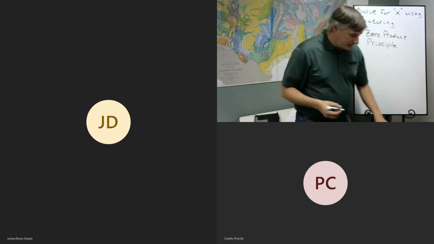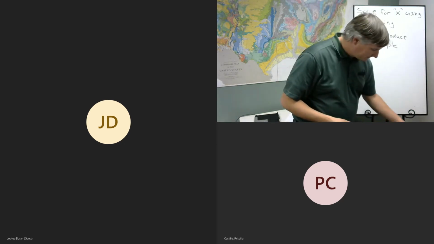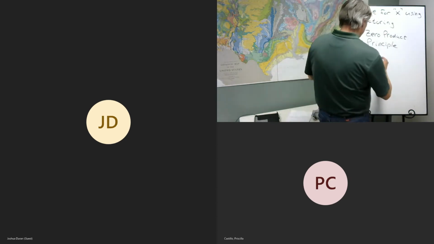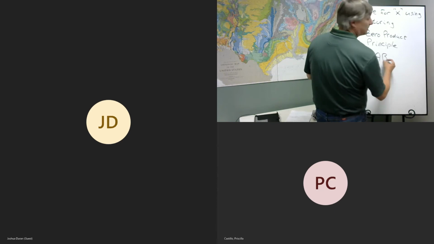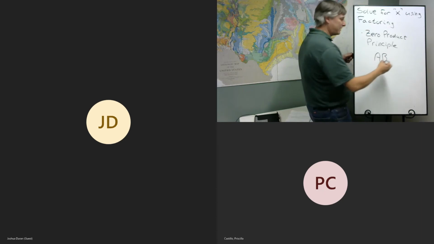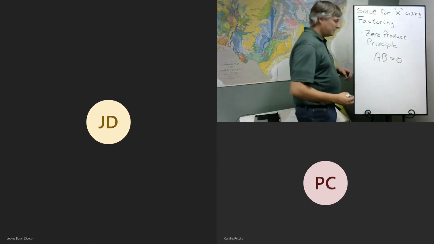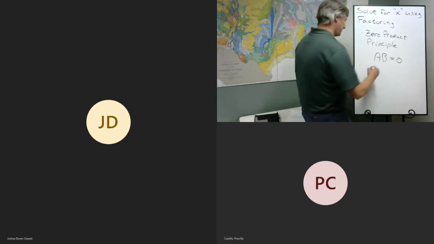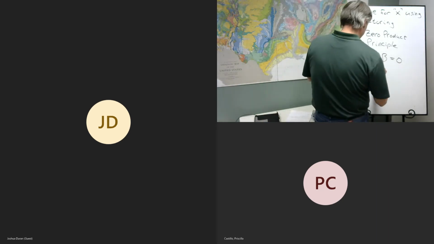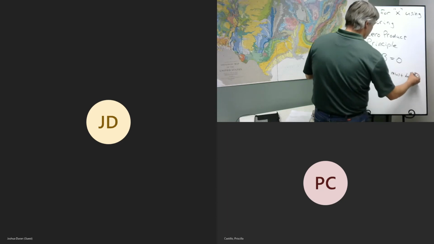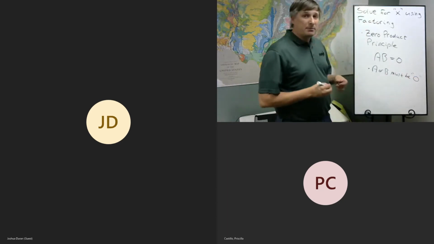Now, the way it's illustrated in the text works like this. If you have two things, it could be numbers or variables, unknown numbers, or factors, but they multiply together and you get 0. This means either A has to be 0 or B could be 0. So A or B must be 0.